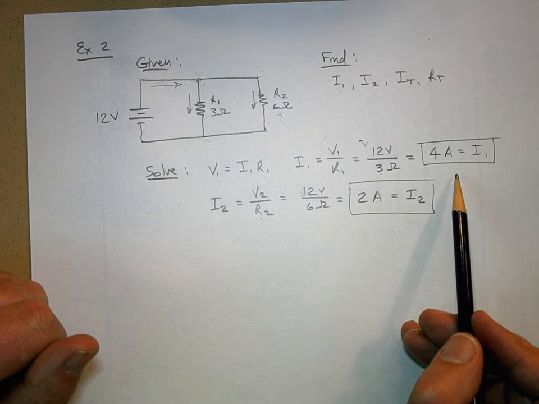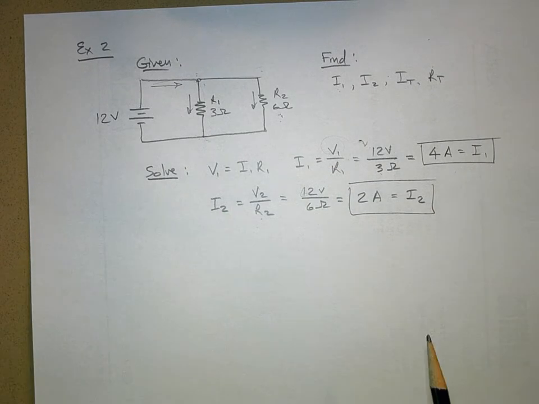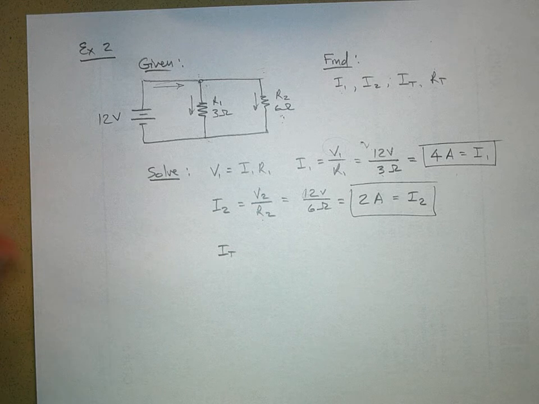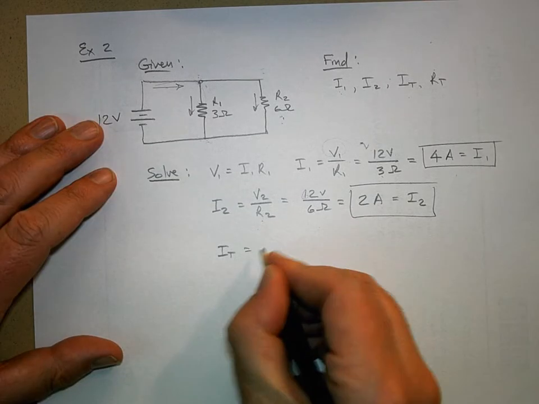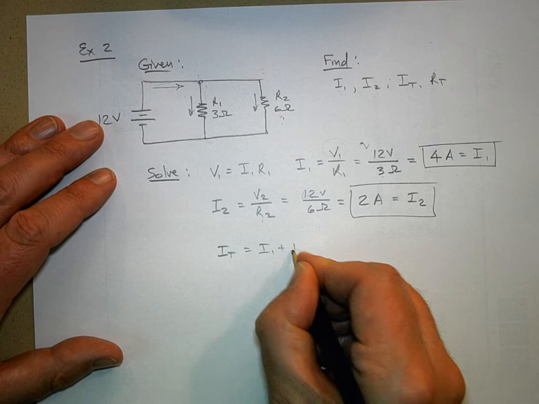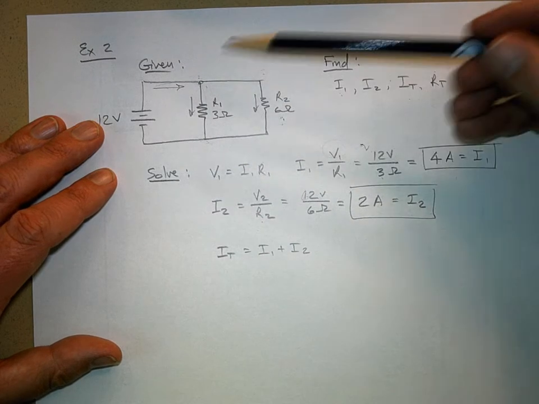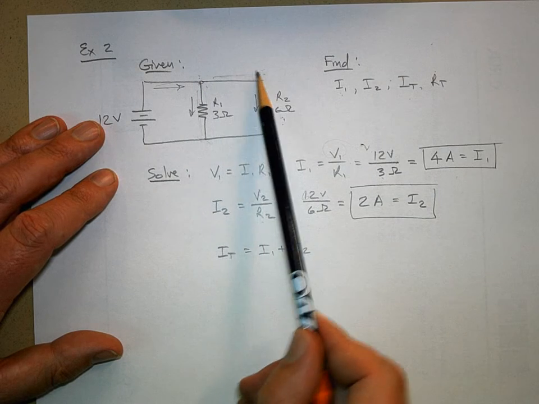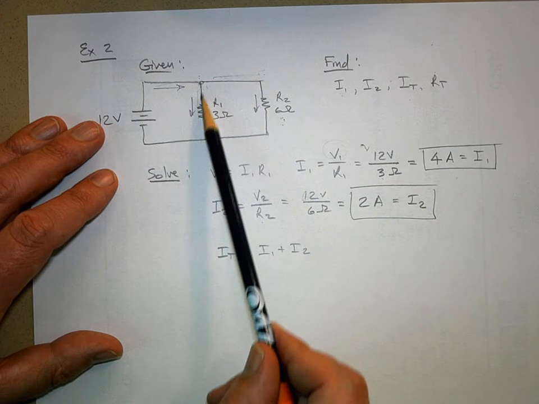Stay with me. What is the total current? Well, how much current is being delivered by the battery to the circuit? 6 amps. Yes, because the total current, look, I got 4 amps going this way. I've got 2 amps going this way. If I got 4 and 2 amps coming out, I better have 6 amps going in.